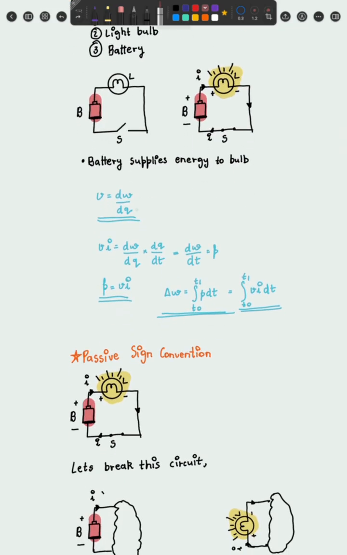So the voltage is work done per unit charge, or if we do V into I, that is dW by dQ into dQ by dt. So it is dW by dt, that is power. Okay, so power is nothing but V into I. This is one formula which is very important. Another thing is work done is integral of the power, or integral of voltage times current, over time from T0 to T1. This is something you need to know.